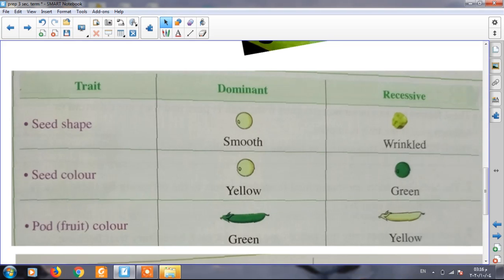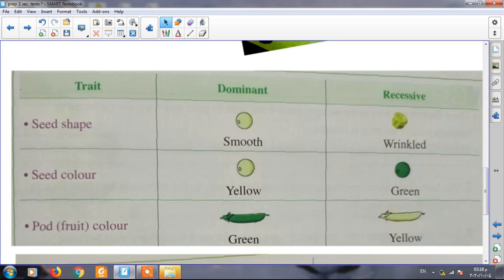But what about seed color? There are two types of seed colors, yellow and green. Which one is found in the greater ratio, yellow or green? Of course yellow. Like smooth and wrinkled, no, smooth is dominant but wrinkled is recessive.